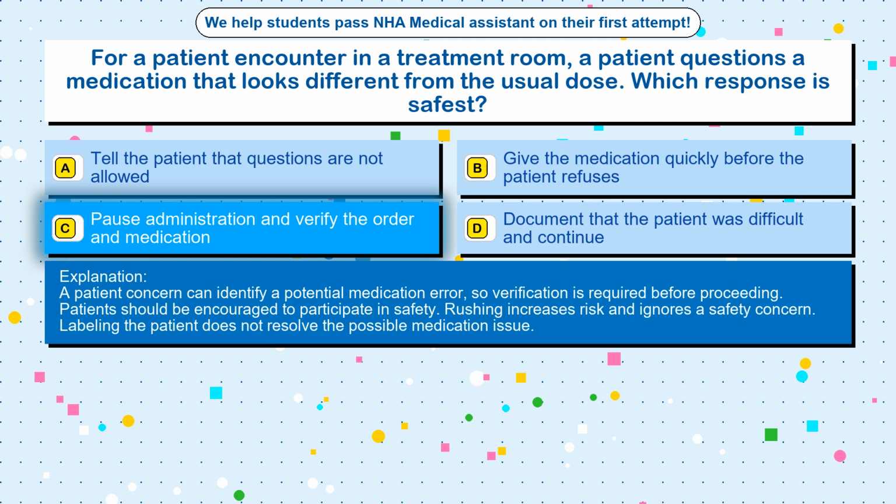A patient concern can identify a potential medication error, so verification is required before proceeding. Patients should be encouraged to participate in safety. Rushing increases risk and ignores a safety concern. Labeling the patient does not resolve the possible medication issue.